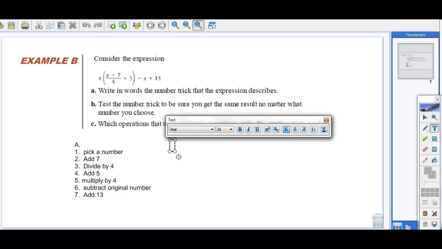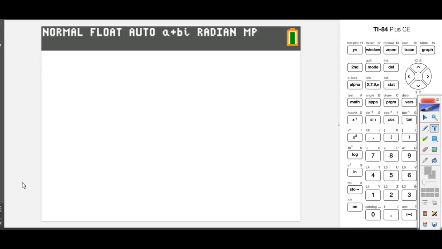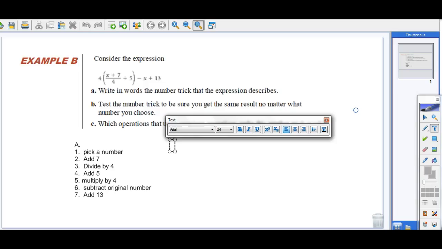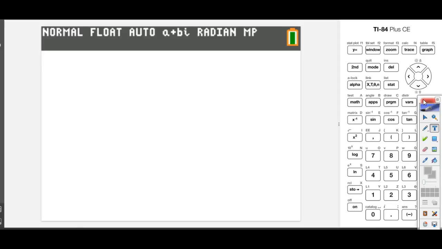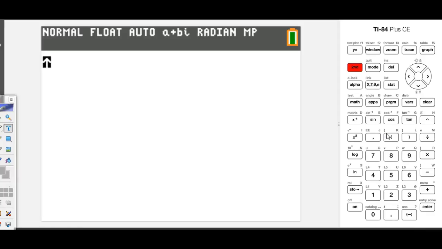Okay, so part B, what I'm going to ask you to do is test the number trick and be sure you get the same result no matter what number you choose. So right now, I want you to go ahead and figure out what number it does equal. Alright, and how we're going to do this is let's check with a set of numbers with the calculator. So I need to pick a number first, and then I'm going to do some other things. Let's just move this over here so I have some room. I'm going to put the curly bracket, and I'm going to pick some numbers. Let's say 12, and I separate them by a comma, 1.2, let's try 31, and let's try negative 11.